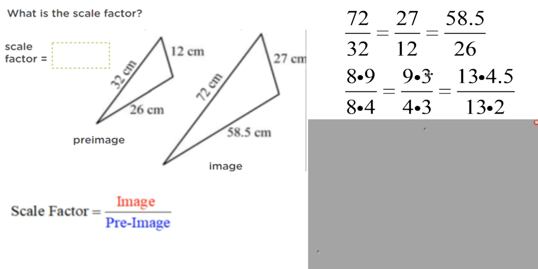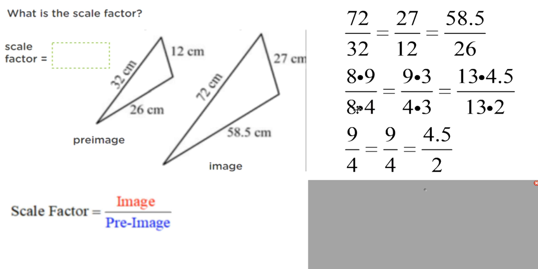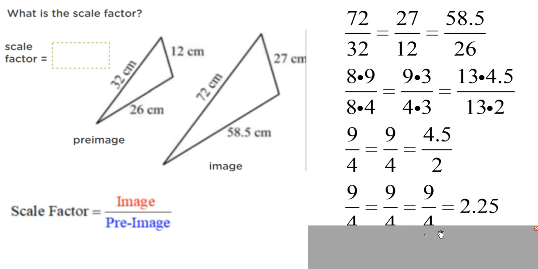So for dividing out those greatest common factors from each ratio, what will we be left with? We have 9/4, 9/4, and then 4.5 divided by 2. Well, could we take this last ratio and do something to it to make it look like the previous two? We could multiply the numerator and denominator by 2, because 2 over 2 is equal to 1. We're not changing the value of the fraction, just how it's written. So 4.5 times 2, well, that's 9, and 2 times 2 is 4. Guess what? That's 9/4.